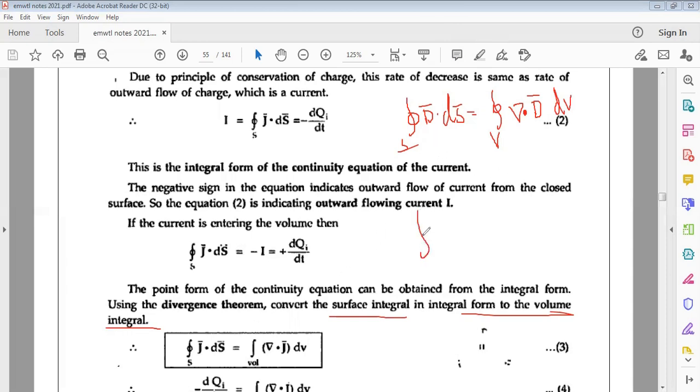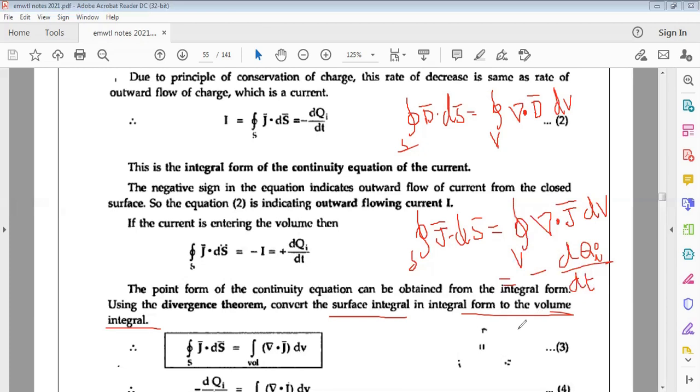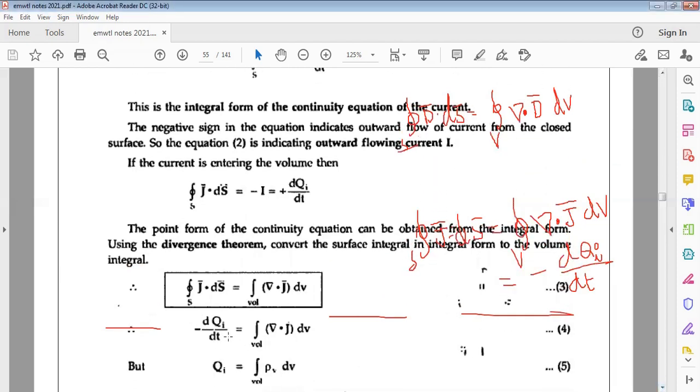Now, in a similar way, here we have the surface integral of J bar dot ds bar, which is equal to the volume integral of del dot J bar into dv. You see here the volume integral of del dot J bar into dv. So it is equal to minus I, or minus dq by dt. I am using the minus, the change of the charge with respect to time, and the negative sign indicates decreasing of charge inside the closed surface. So minus dq by dt is equal to the volume integral of del dot J bar into dv.